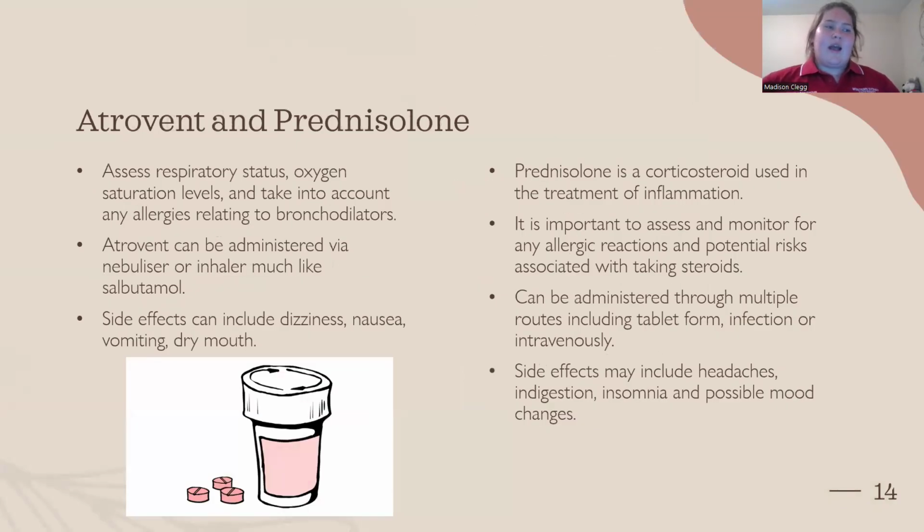Nursing considerations for Atrovent can include assessing respiratory status, oxygen saturation levels, and taking into account any allergies relating to bronchodilators. It can be administered via nebulizer or an inhaler, much like salbutamol. Side effects that can be taken into consideration relating to Atrovent can include dizziness, nausea, vomiting, and dry mouth.